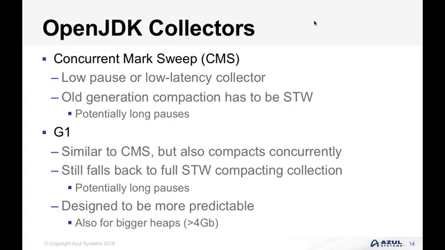G1 is the most modern collector in the OpenJDK, referred to as the garbage first collector. It's very similar to the concurrent mark sweep in that it uses the same basic algorithm, but it also is able to compact some of the data concurrently. I'll talk about that on the next slide. However, even though it does do some compaction concurrently, it still has a situation where it can fall back to a full compacting collection. So again, you will potentially have long pauses in your application threads as that compaction has to take place and objects are moved around.